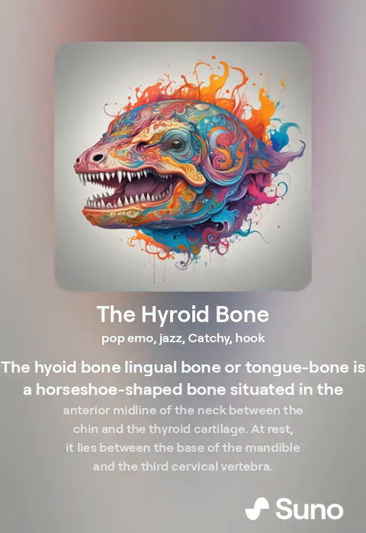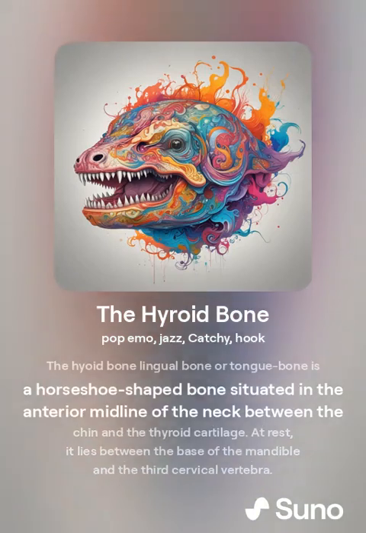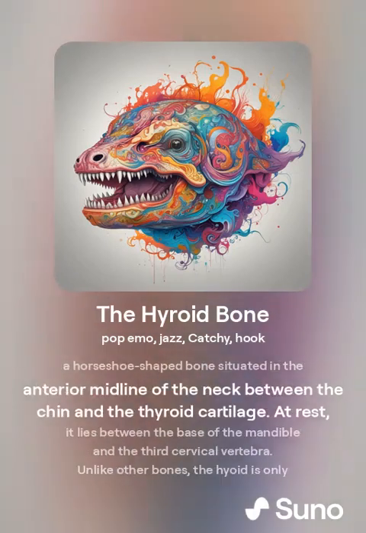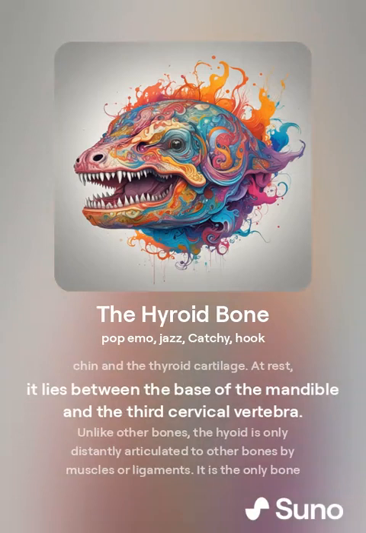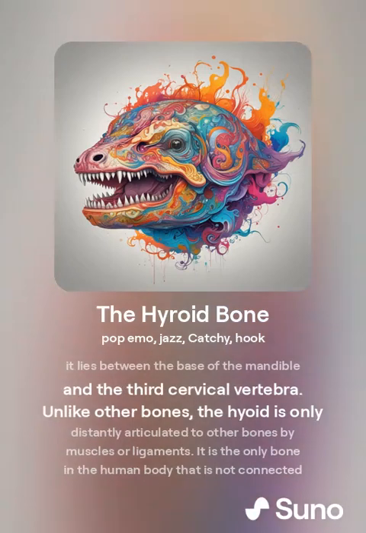The hyoid bone, also known as the lingual bone or tongue bone, is a horseshoe-shaped bone situated in the anterior midline of the neck between the chin and the thyroid cartilage. At rest, it lies between the base of the mandible and the third cervical vertebra.